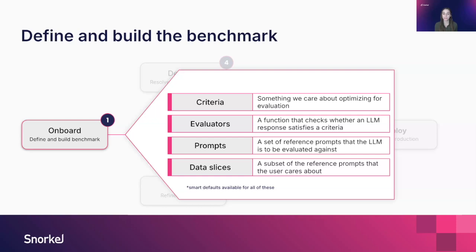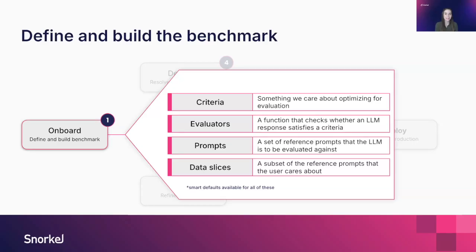Third, we have reference prompts. These prompts should be a set of all the types of questions that you want your model to be able to perform well on. As you iterate on your model, the responses will change. Hopefully, they'll be getting better as you're improving your model. But these prompts should stay relatively stable.